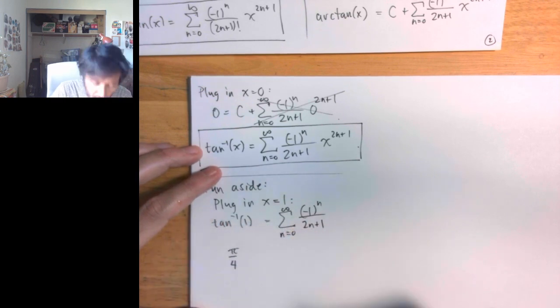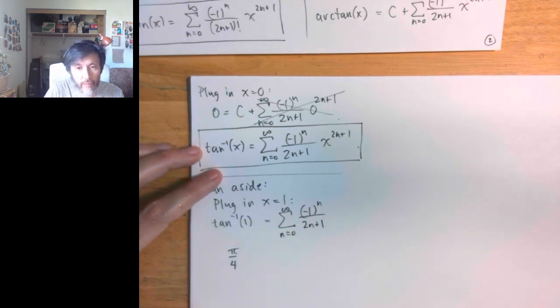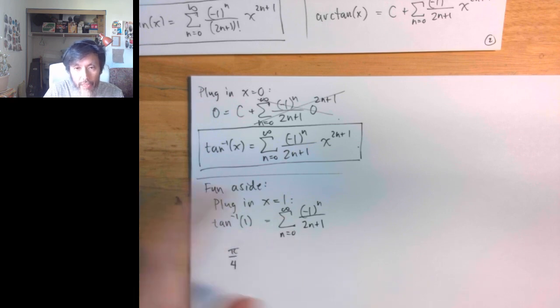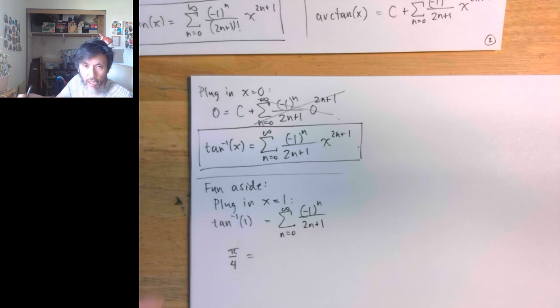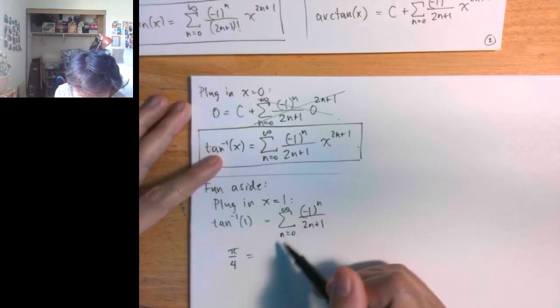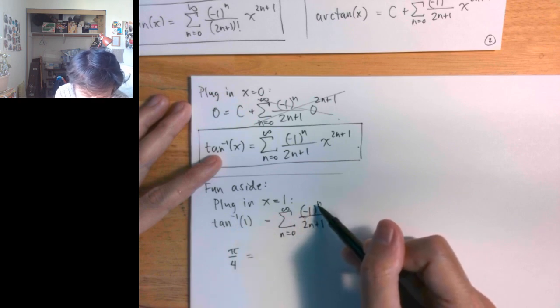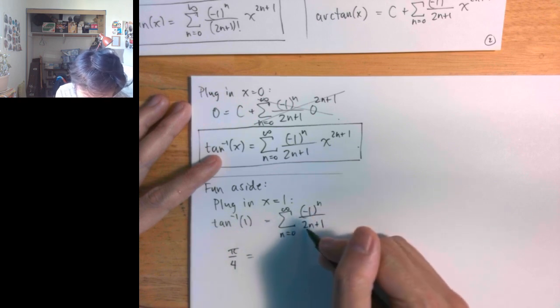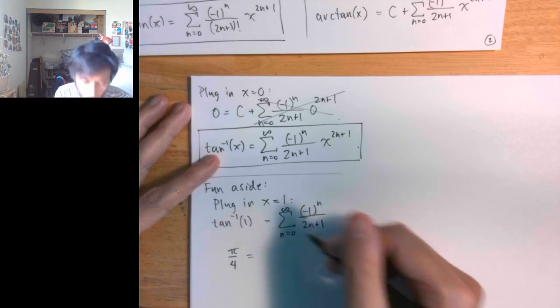That's pi over 4. Okay? And what do we have on the right-hand side? Well, let's just plug in some numbers to figure it out. So when n is 0, let's see. If n is 0, we get negative 1 to the 0, which is 1, over 0 plus 1, which is 1. 1 over 1, which is 1.